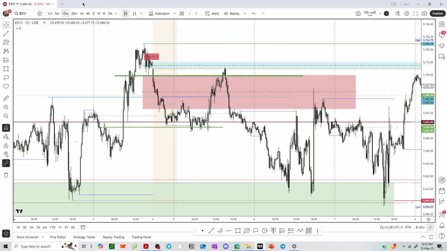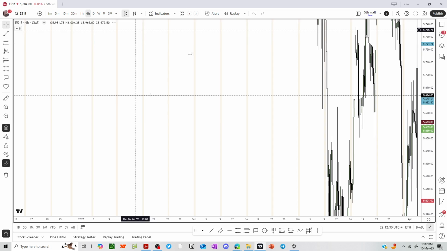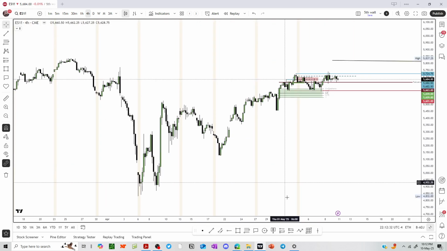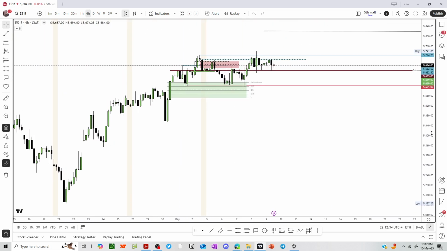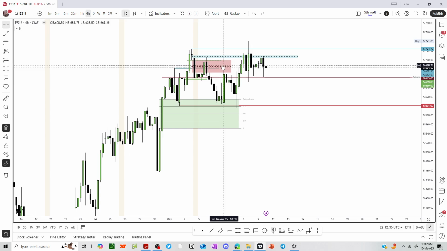And overall, if you did the 4-hour, you can see consequent encroachment, and it came down, took out these relative equal lows.